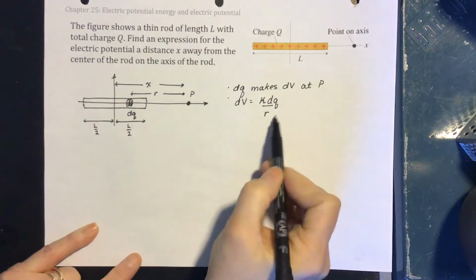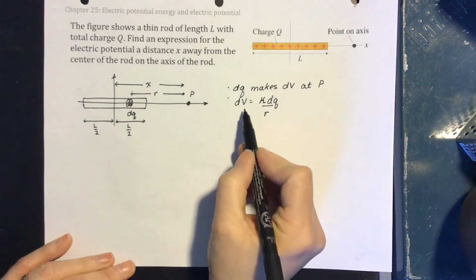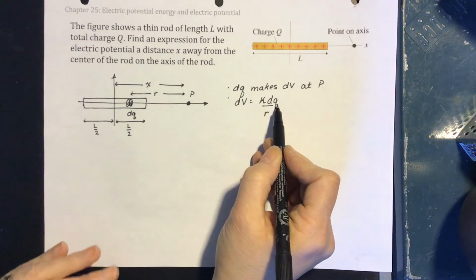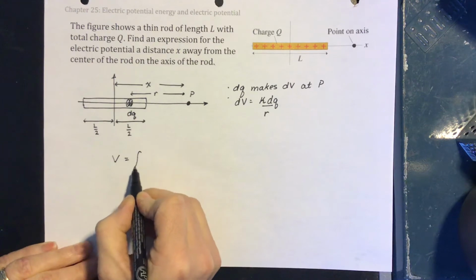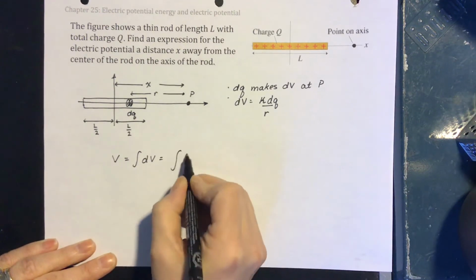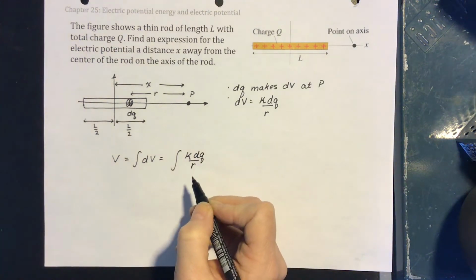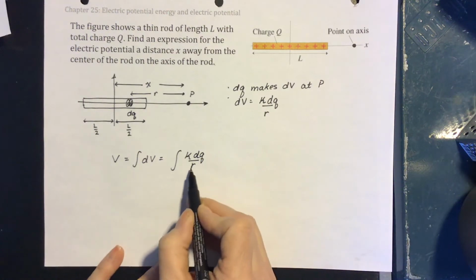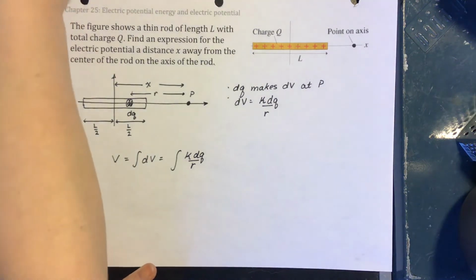How are we going to find the total potential? To find the total potential, we add up each contribution due to each little bit of charge dq. So our total potential V is the integral, the sum of all of our dV. So K times dq over r. What are we going to do about our dq? r is a variable, so we'd like to write down what dq is. Let's see if we can sort that out.